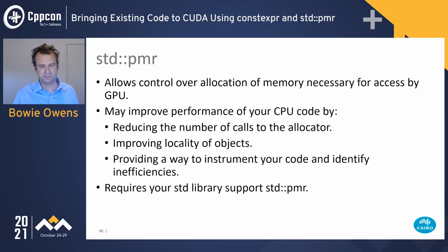Standard PMR also gives you a way to instrument your code and identify inefficiencies. And I can assure you, if you add a print statement every time you allocate some memory, you get pretty motivated pretty quickly to eliminate those copies of objects that you didn't realize were there. Now, the downside is this requires your standard library to support standard PMR. Unfortunately, I believe libc++, the Clang standard library, is falling behind in standard PMR implementation, and you require C++17 or later.